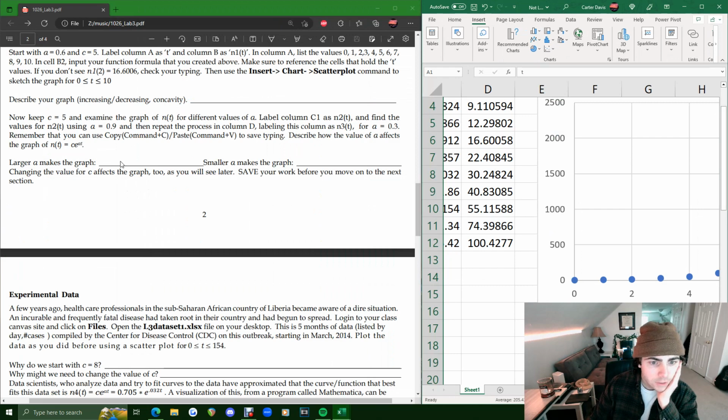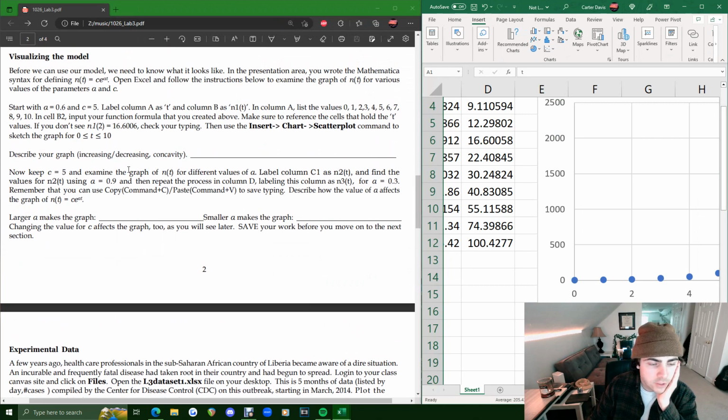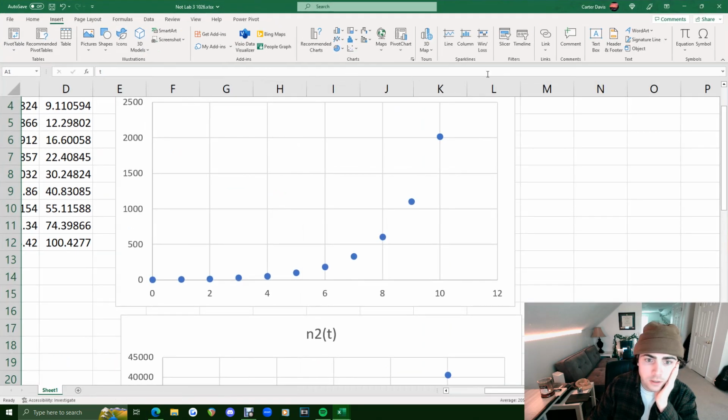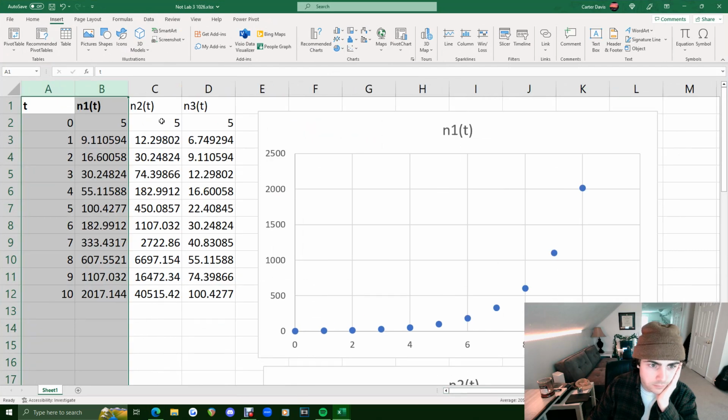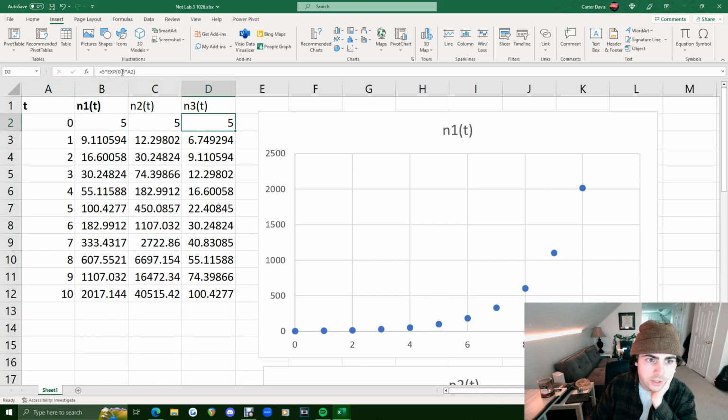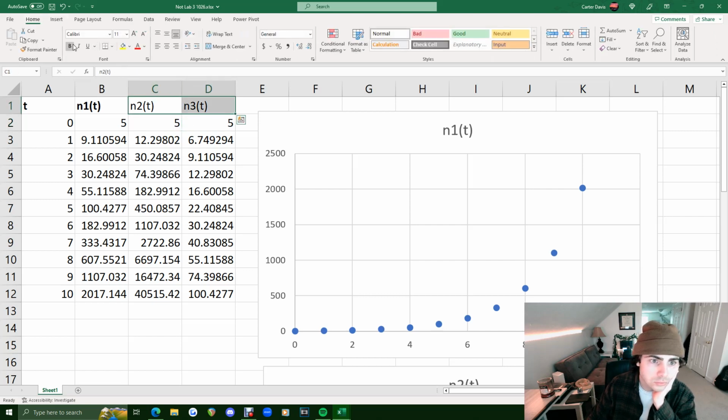All right. So then they have us keep C the same, but they have us try a few different A values, right? Let me just show you what they do. In this equation here, the A value is 0.6, and they make you do an N2 where the A value is 0.9, and then an N3 where the A value is 0.3. So basically just change the equation, make sure you're still referencing A2 anywhere you see T.